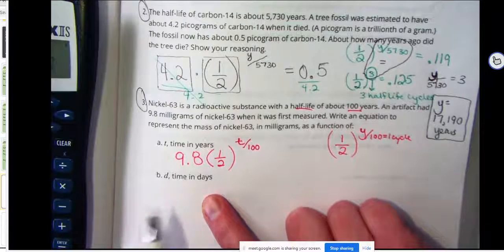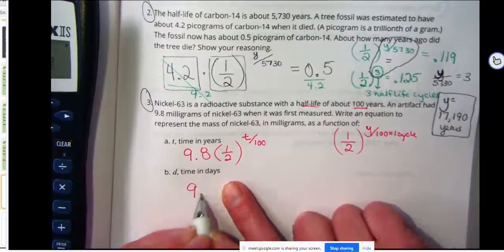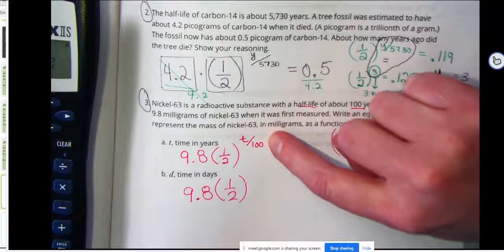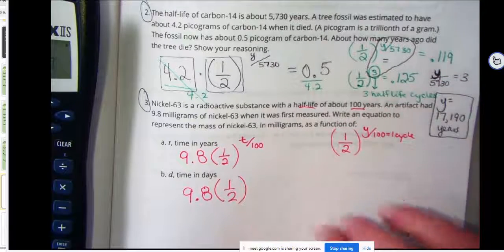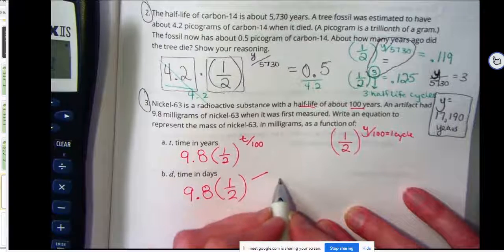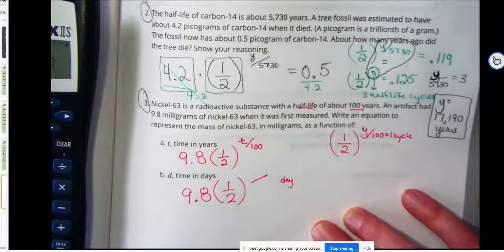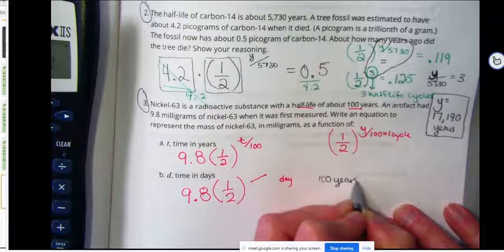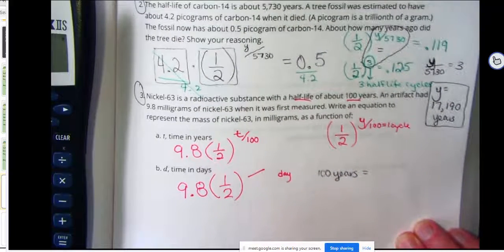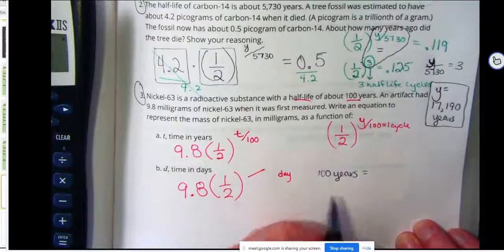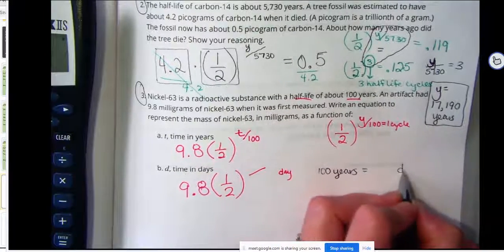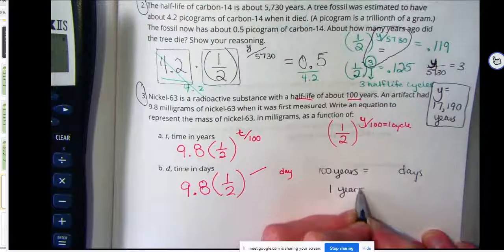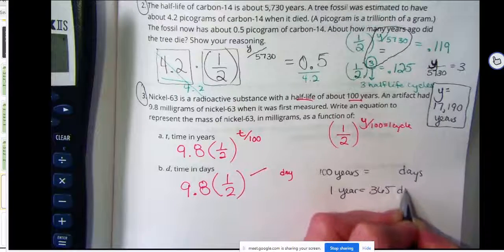And to convert this into days, I'm going to have the same starting amount because I haven't changed the starting amount or the growth factor. All I'm changing is the units up here into days. So instead of 100 years, I need to convert that 100 years to how many days it would be. 100 years equals, well, 1 year equals 360 days. 365, sorry. 365 days.